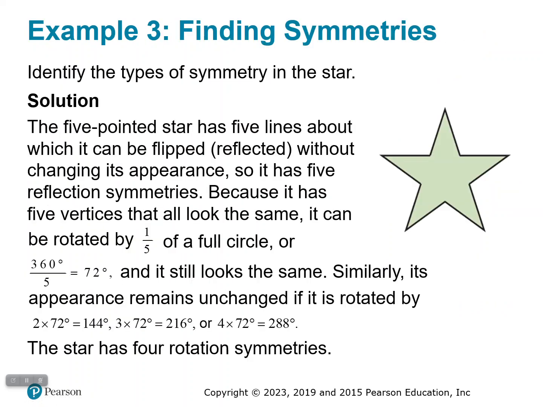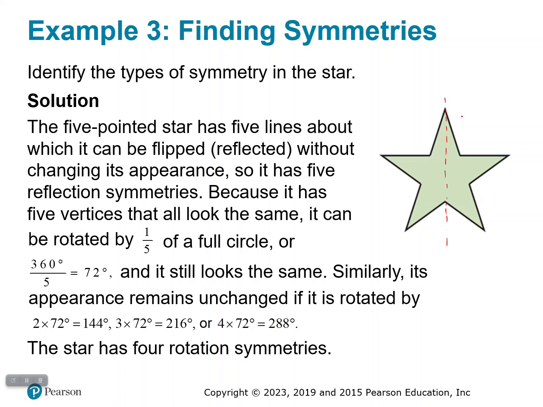So in finding symmetries, we can identify the types of symmetries in a star. The 5-pointed star has 5 lines about which it could be reflected, right? One that goes through each point and then like that. So there are 1, 2, 3, 4, 5 of those, right? 5 different ones of those. It'd be reflected without changing its appearance. 5 reflection symmetries.